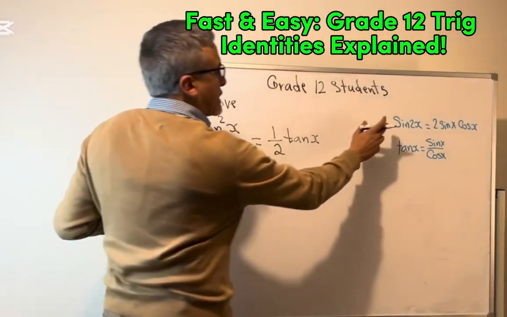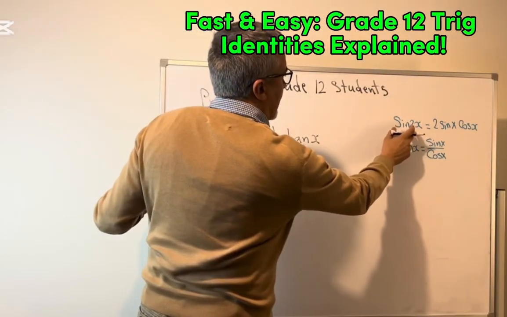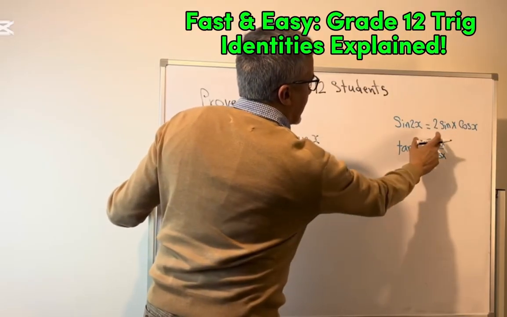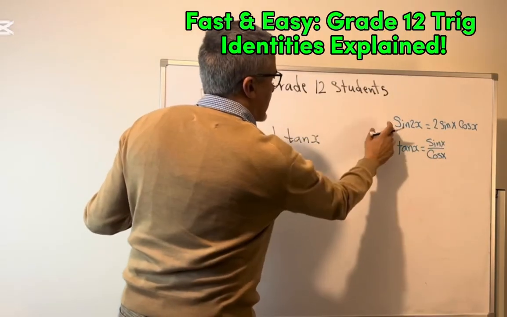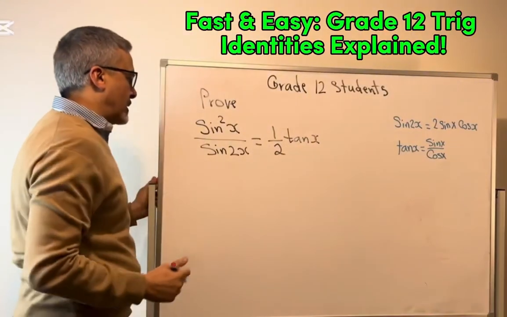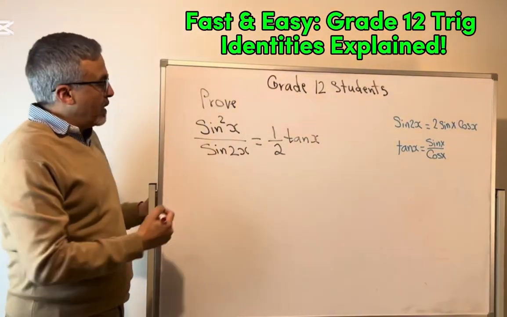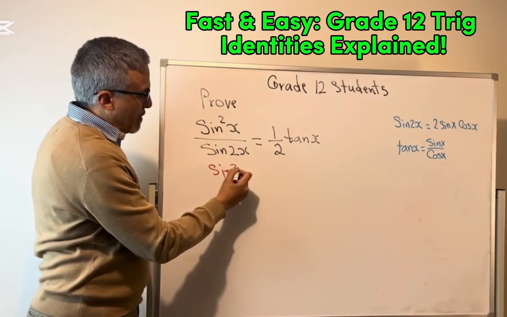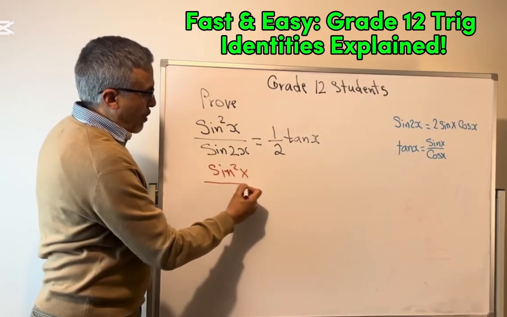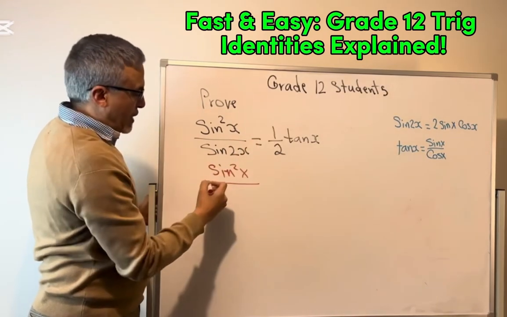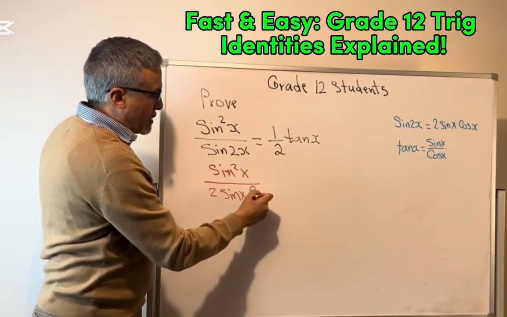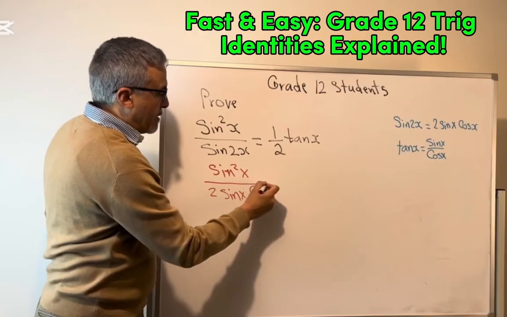Remember, sine 2x is the double angle. You could change it to 2 sine x cos x. And remember that tan equals sine over cos. You need these two identities to answer this question right here. So I'm going to have sine squared x all over sine 2x, which I'm going to change to 2 sine x cos x.